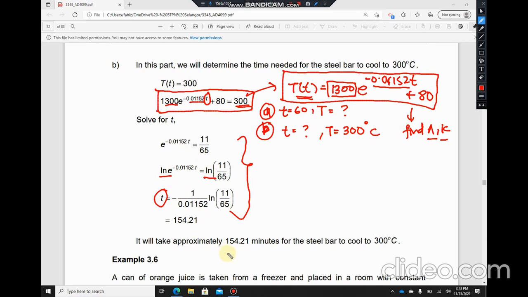So it will take approximately 154.21 minutes for the steel bar to cool to 300 degrees Celsius. Sebab tadi dia nak dalam minutes kan. So solution kita ni memang dalam minutes lah. Sebab tu yang first tadi pun memang kita cari dalam minutes, sebab tu tadi kita buat 60 kan. So this is your answer, 154.21 minutes. So yang ni awak boleh try buat step ni supaya kita mahirkan solution dia, how to solve this one.